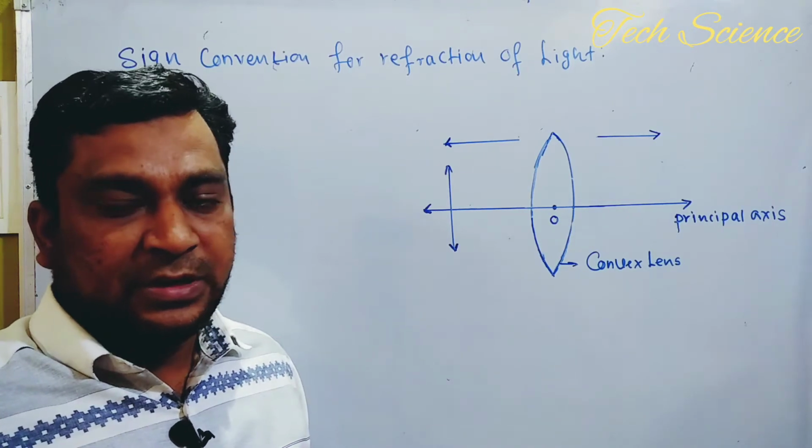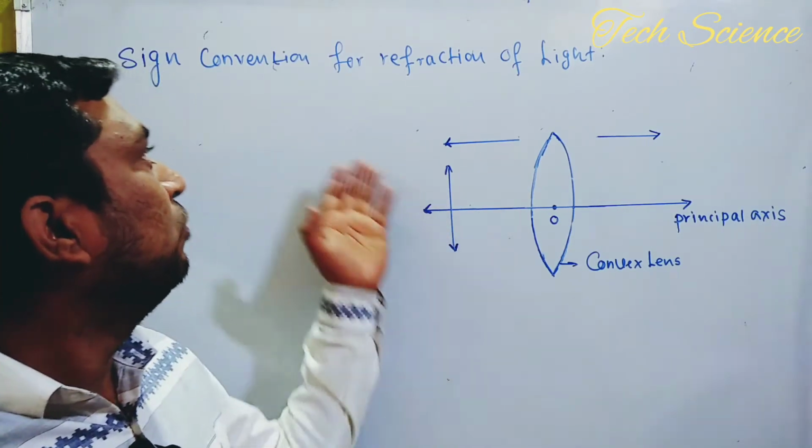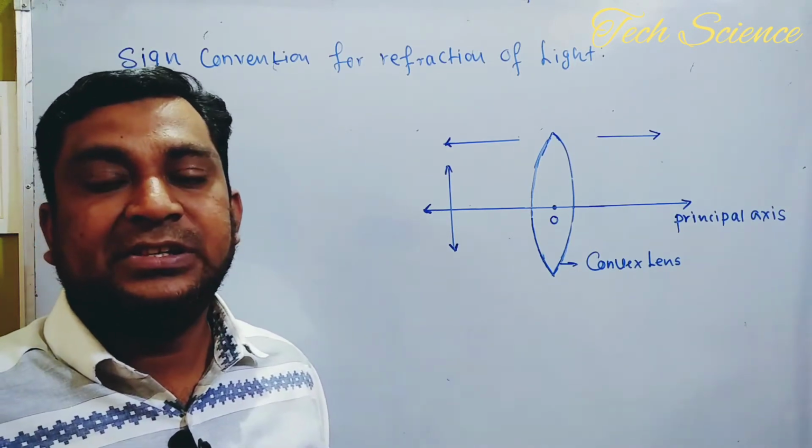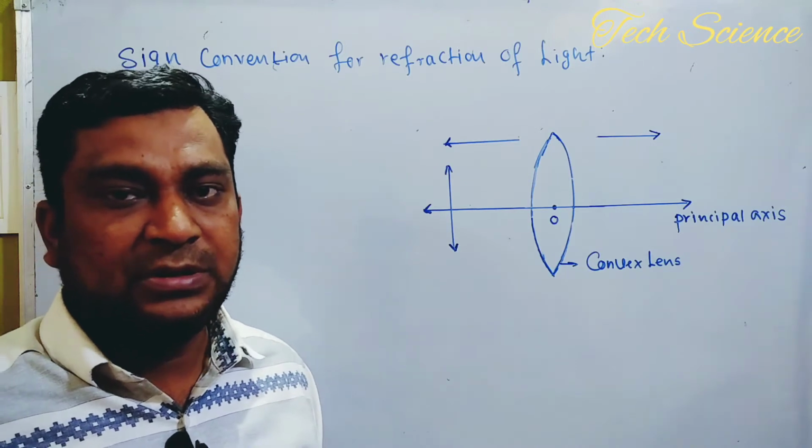Hello guys, you are with the Tech Science, and today we are discussing a new point, sign convention for the refraction of light. It is also called Cartesian sign convention, basically for the lens.